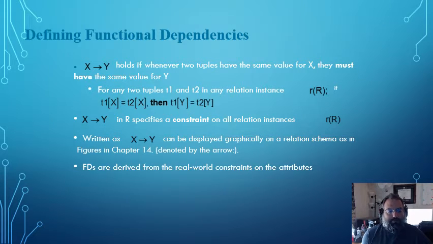X implies Y holds if every two tuples that have the same value for X must have the same value for Y. For any two tuples t1 and t2 in any relation instance r of R, if t1[X] equals t2[X], then t1[Y] equals t2[Y]. X implies Y on R specifies a constraint on all relation instances r of R. It can be denoted graphically on a relational schema, as in the figures in chapter 14, by an arrow. Functional dependencies are derived from the real-world constraints on the attributes.